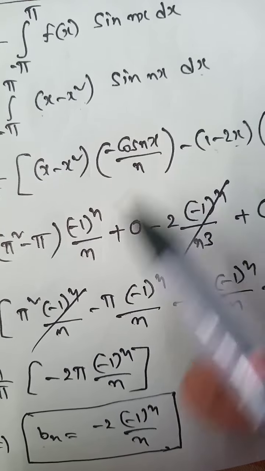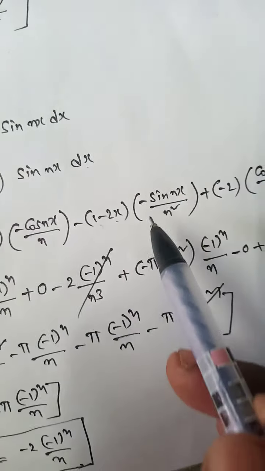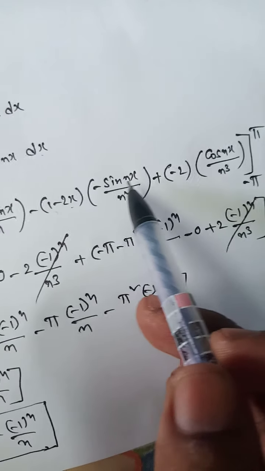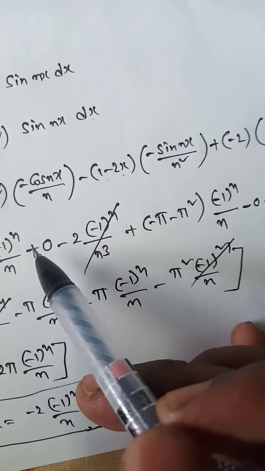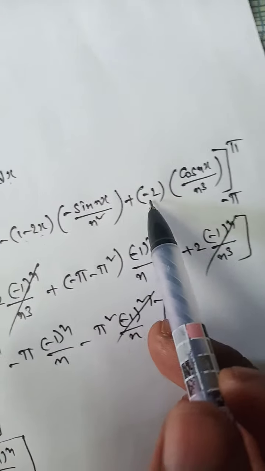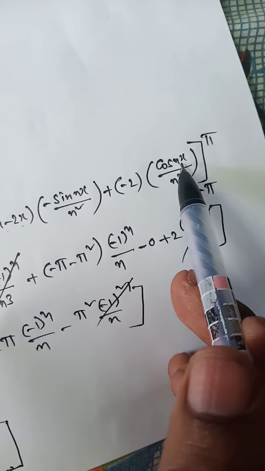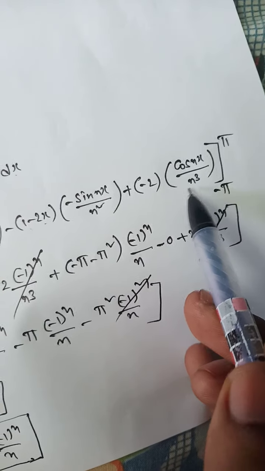And now in the place of x, pi cos n pi minus 1 whole power n by n. Why am I writing 0? Because in the place of x if you replace, sin n pi will be 0, and 0 into anything is 0. That's why I wrote minus into minus plus 0, and then plus into minus; in the place of x if you replace pi, cos n pi is minus 1 whole power n, minus 2 into minus 1 whole power n by n cube I have written.